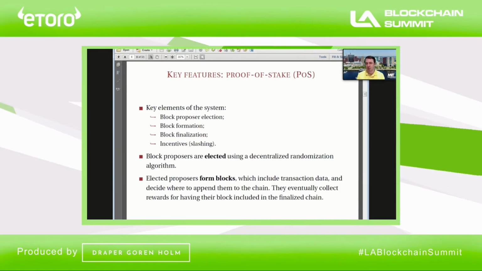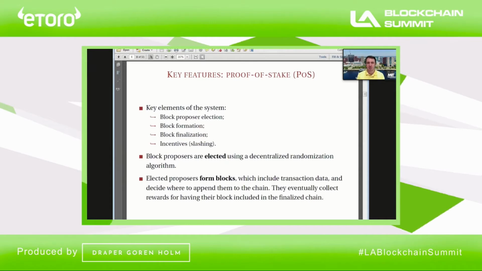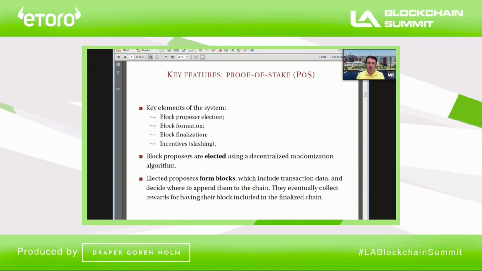And the probability of being elected as a proposer is a function of how many tokens the individual participant holds. The elected proposers form blocks, and they pack these blocks with transactions, and they collect some rewards for creating these blocks. These blocks would eventually be added to the chain.